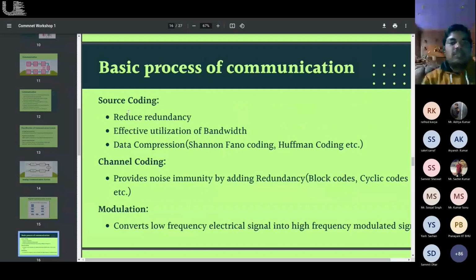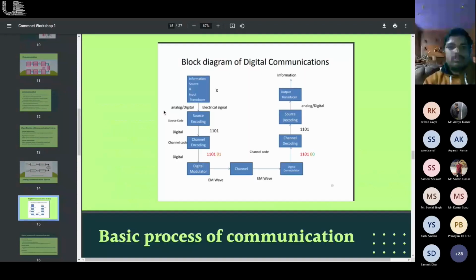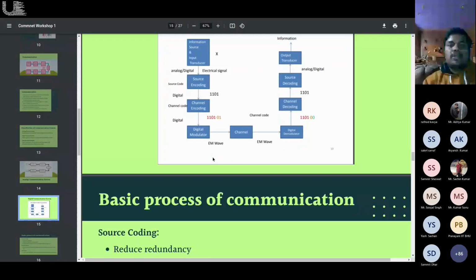Bhaiya, can we use the signal directly from the transducer and skip the encoder and decoder part? Then what will be the output? If we use the transducer and no encoder and decoder, it will become a normal analog communication system. Okay. Why we are converting into digital, we will also discuss.